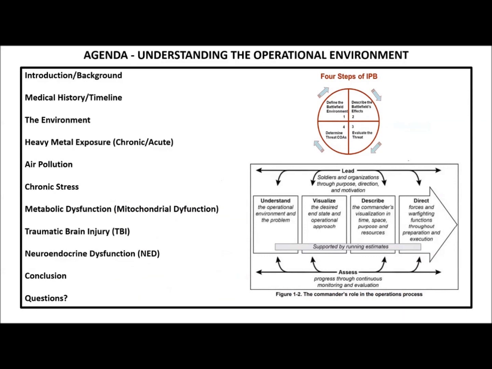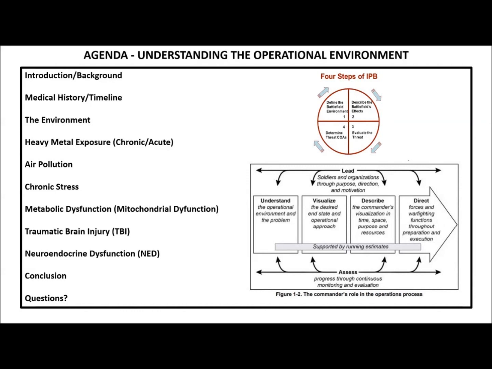Step number 1, right off the bat, define the battlefield environment. Describe the effects. Number 2, evaluate the threat. Number 3, and then number 4, determine threat courses of action. So right here we have a simple tool that can be applied to medicine, but step number 1 is define the battlefield environment. Your environment, your lifestyle, your genetics, all those 3 influencing factors play a huge part in the outcome of what happens to your health. So we're taking a military tool and teaching aid and turning that into the medical field.